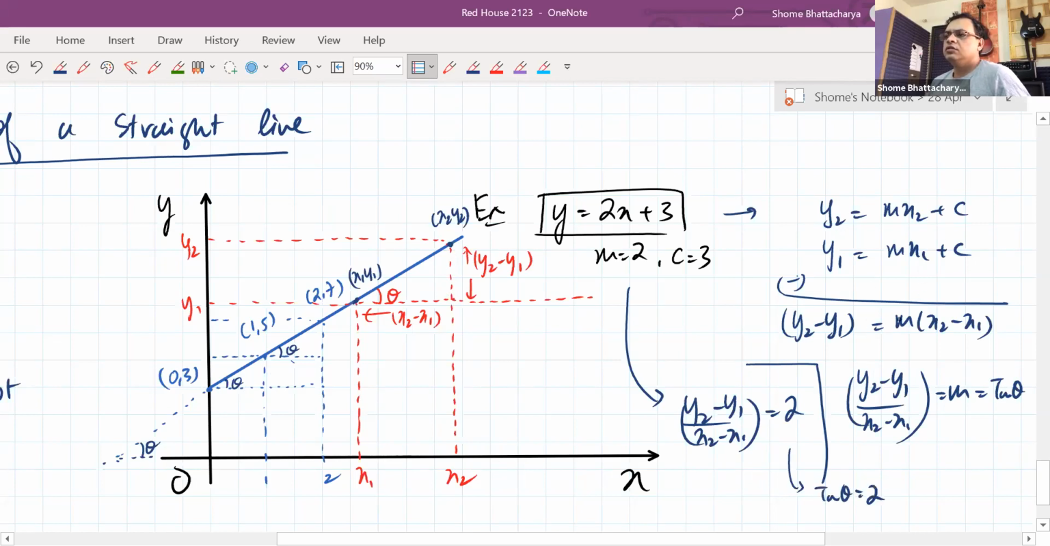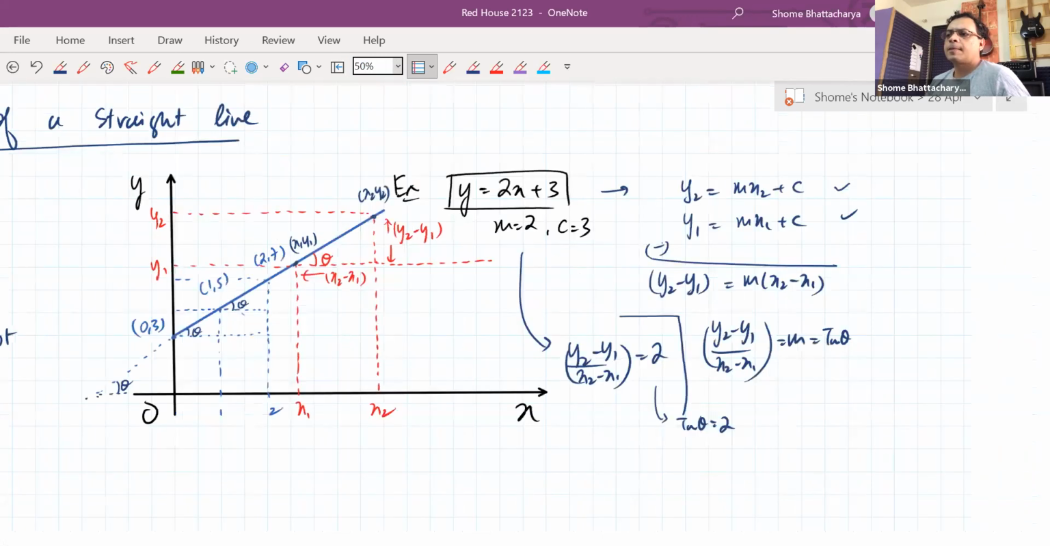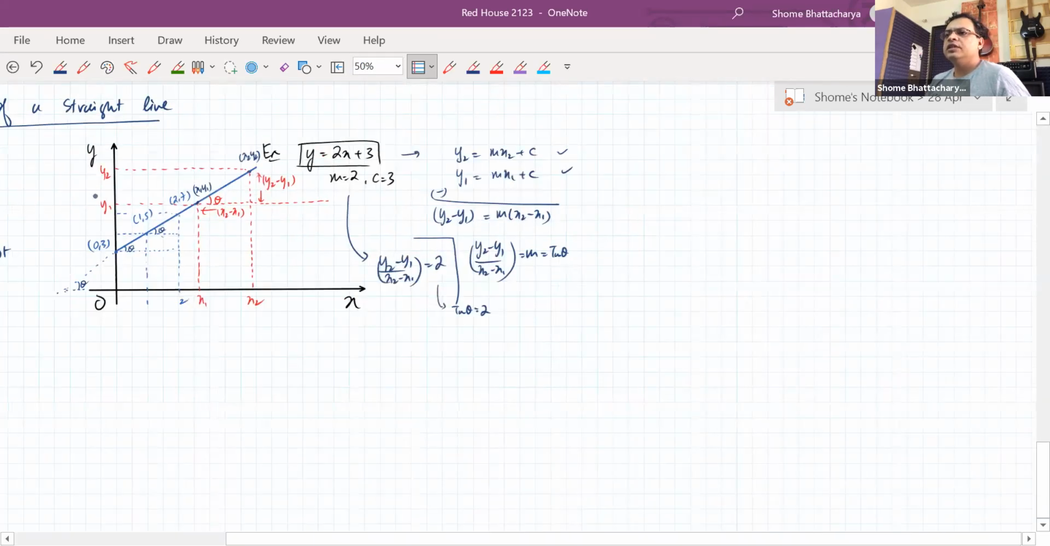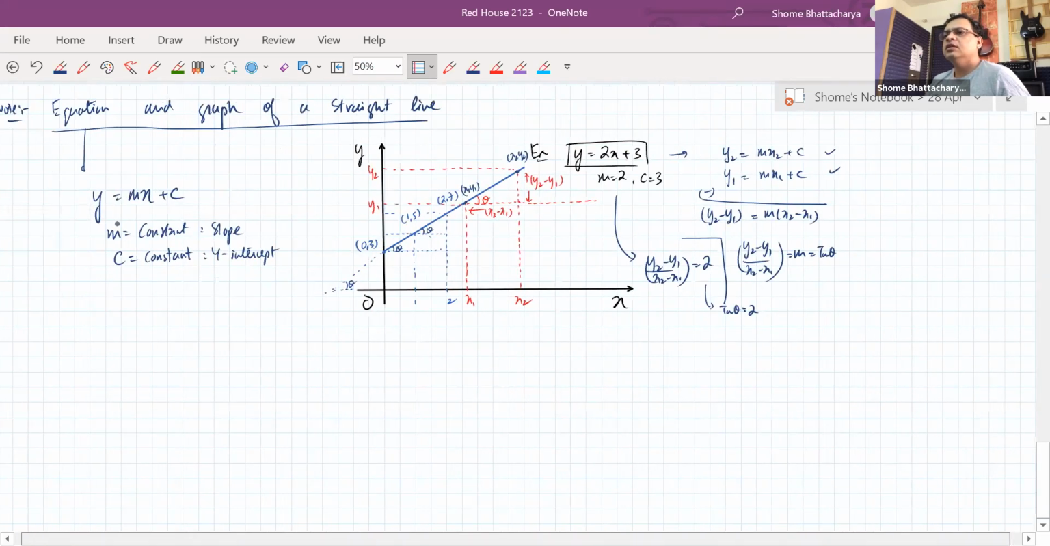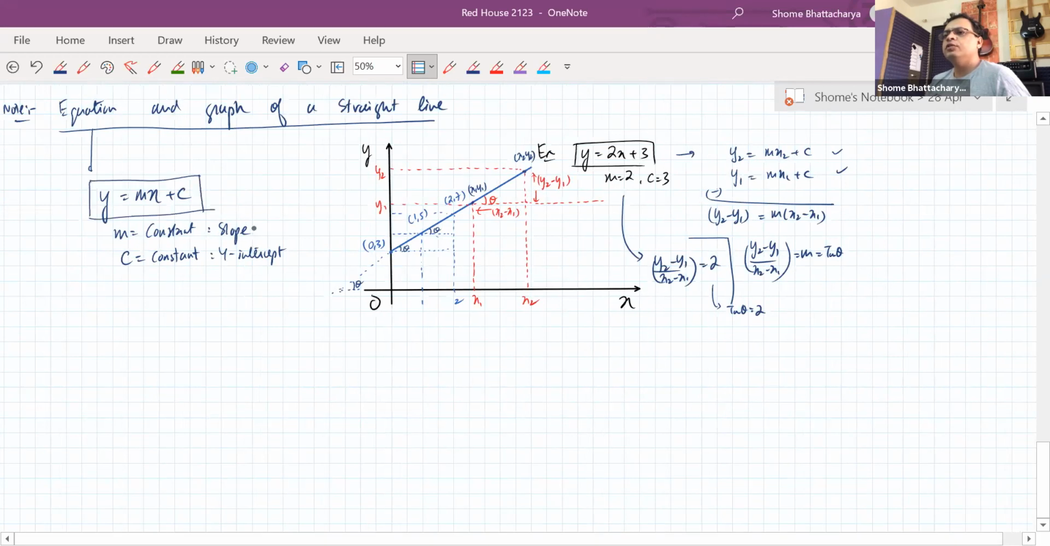From this point here? From defining, no sir, before that. Like this, you have taken m equals 2 and c equals 3. Okay, so you're just comparing this with the standard equation of a straight line. What is the standard equation of a straight line? y equal to mx plus c. So the coefficient of x is what we call the slope, m. And the independent constant is what we call the y-intercept, c. So now compare this equation with this one. Got it now?